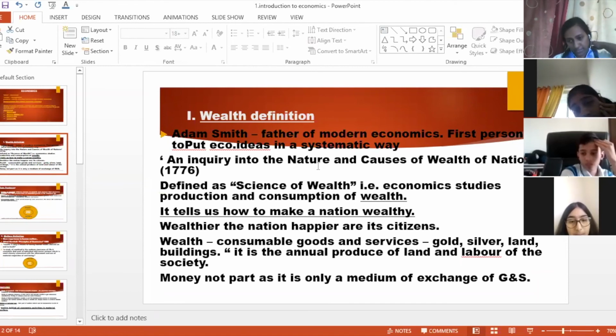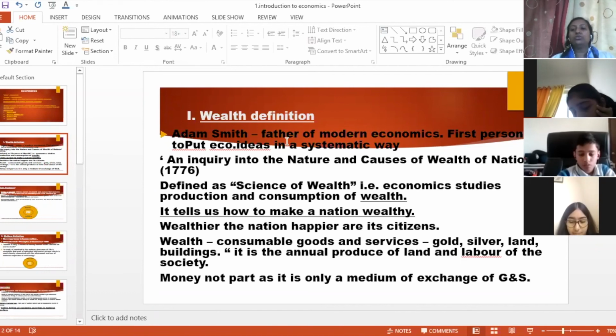The book was written by Adam Smith. Adam Smith was the first person to put economic ideas in a systematic way. He had written it down in a systematic way, and that is why he is also known as the father of modern economics. So here you have a second question: who is considered the father of modern economics? It is Adam Smith. His book was published in 1776.